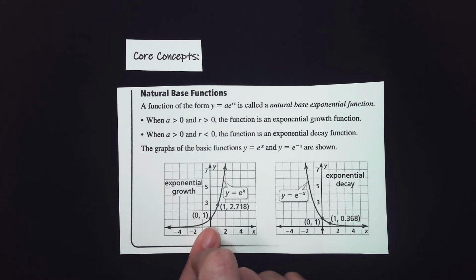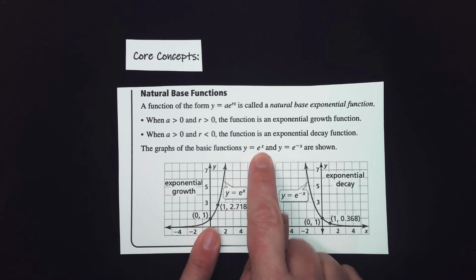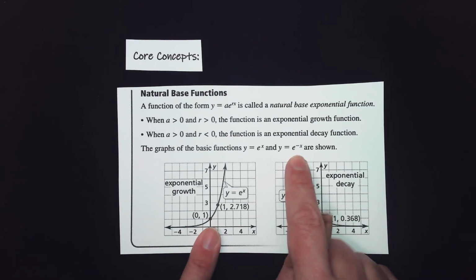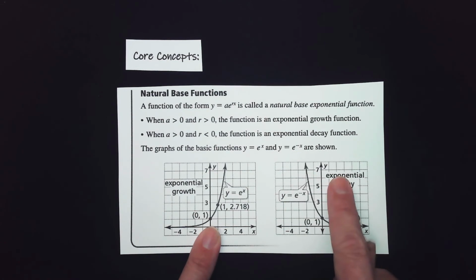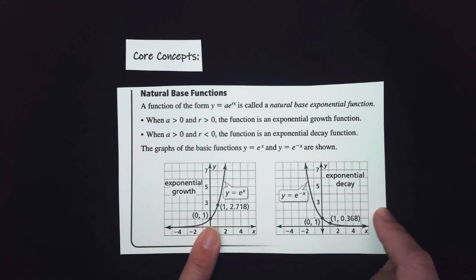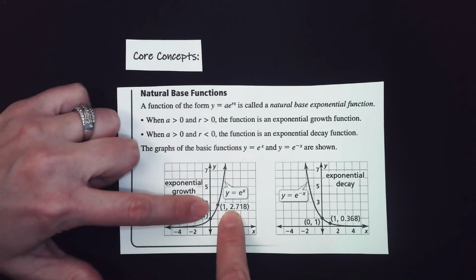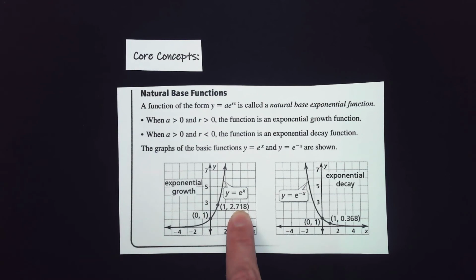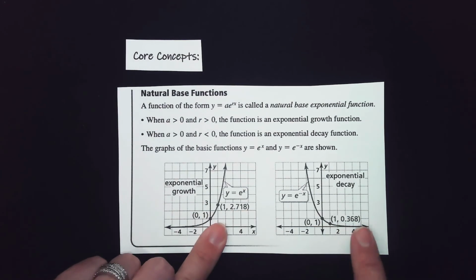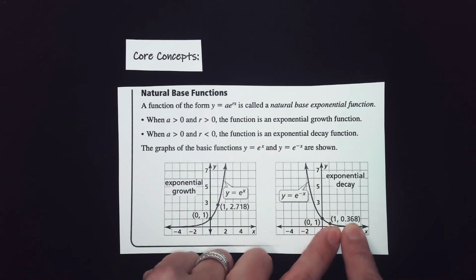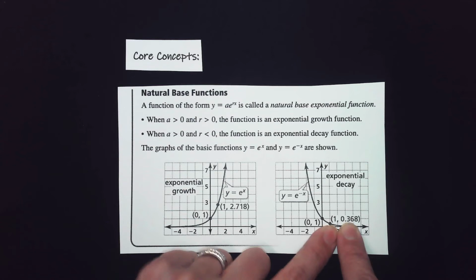So the graphs of basic functions are y = e^x. Notice it's positive, so that'd be growth. Or y = e^(-x). Notice the power is negative, so that would be decay. To find the second point, if you plug 1 in for x, the y value is what you get. We rounded this because e to the first power is a number that goes on forever. And in here, I would say e to the negative 1 power, which is 1 over e, and that, again, is a number that goes on forever, so we have to round it.